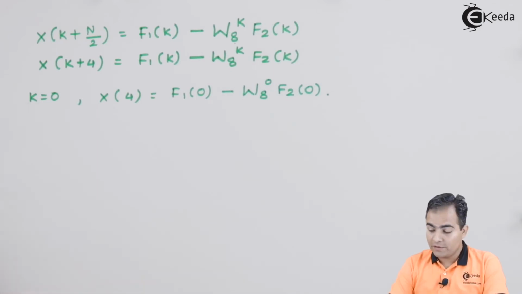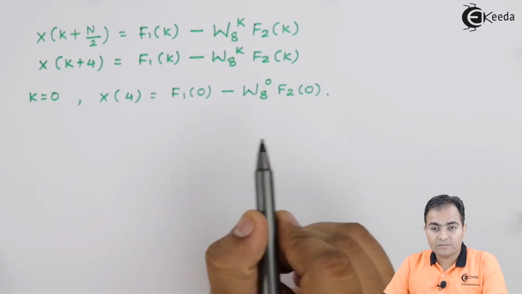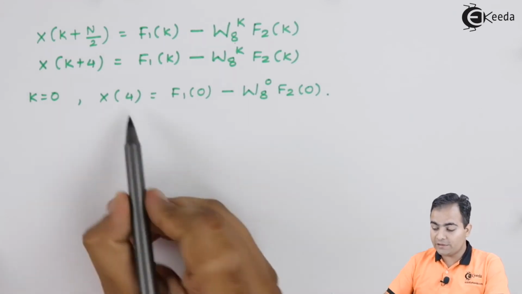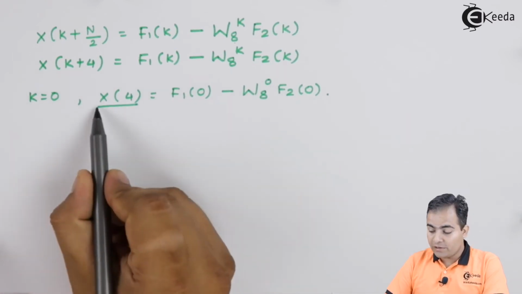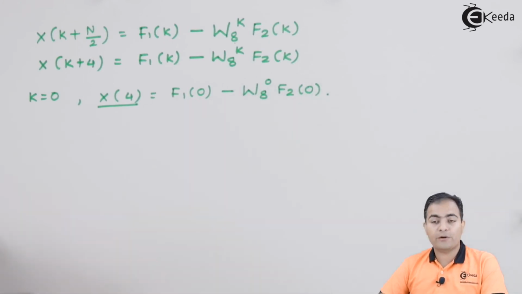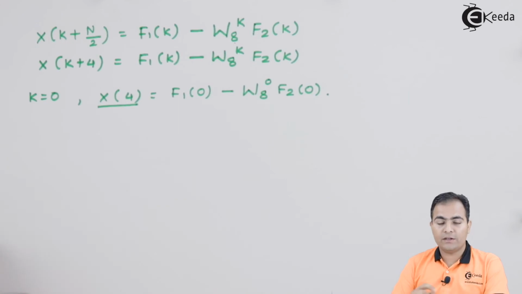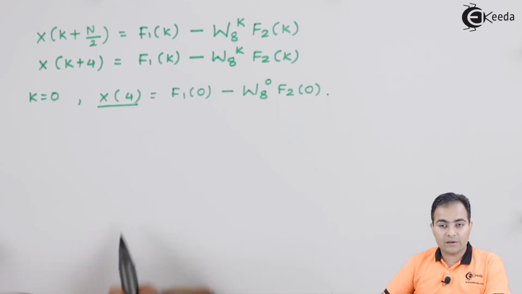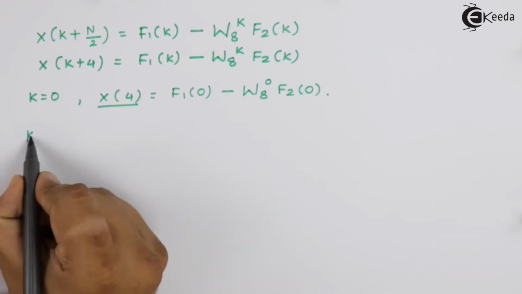In the first half, we added f1 of 0 with these two products. So now in the next part, if we want to get the answer of x of 4, in the second part, we are going to subtract this product from f1 of 0. Now how to subtract this value, I'll show you later on. But first of all, we'll calculate the next 4 values, or we'll substitute all the k values from 0 to 3.